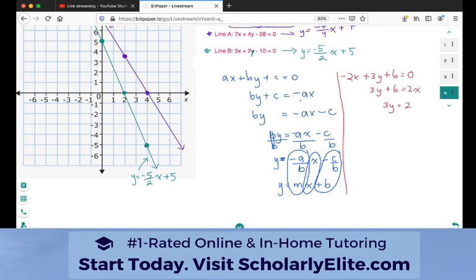So now we have 3y equals 2x minus 6, because 6 was positive on the left side. It becomes negative on the right side. And then I'm dividing off 3 from everything just to get y by itself. So we have y equals 2 over 3 x minus 2, because negative 6 divided by 3 is negative 2.